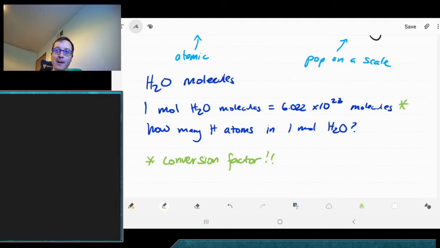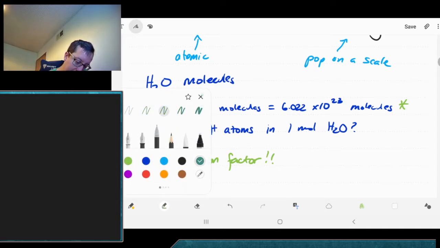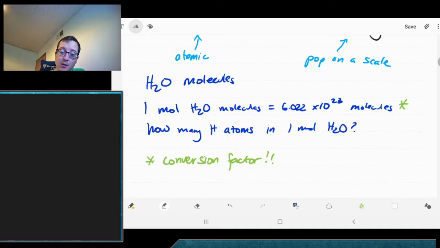So, what else do we know? Can we go directly from water molecules to hydrogen atoms? Yeah, right? We know from our formula of the chemical, we have 2 atoms of hydrogen for every 1 molecule of water. That's a ratio we have, which as a ratio is a conversion factor as well.